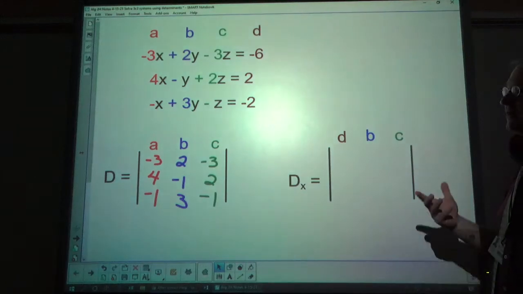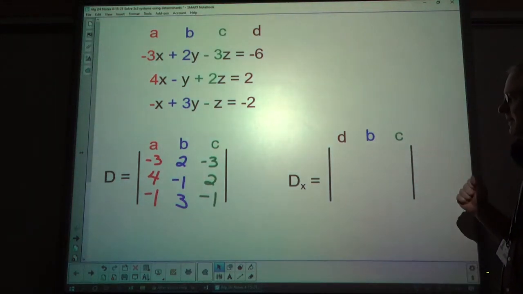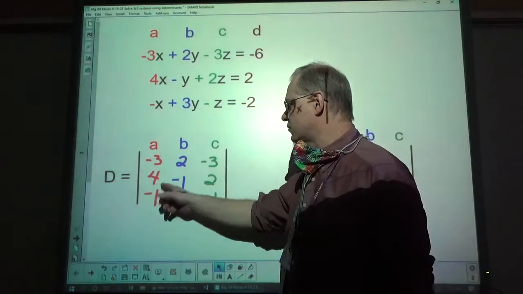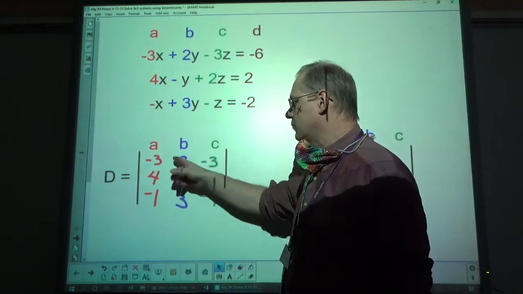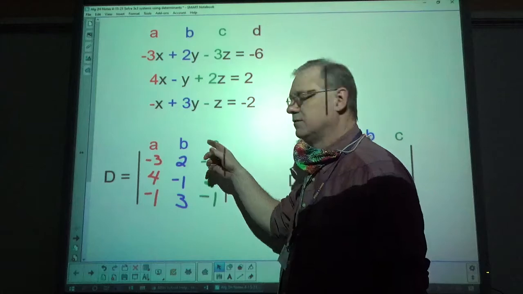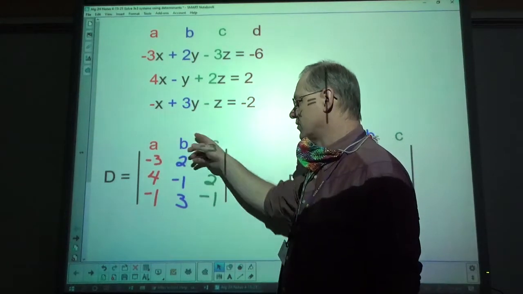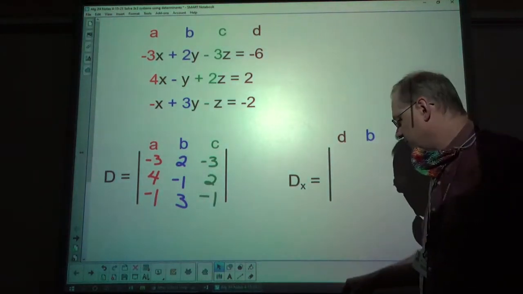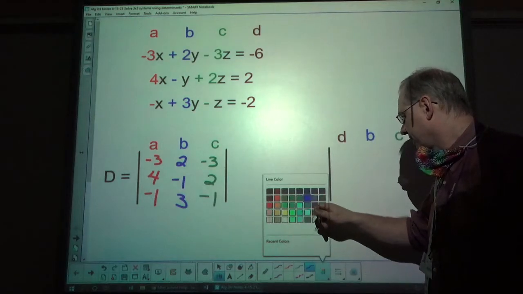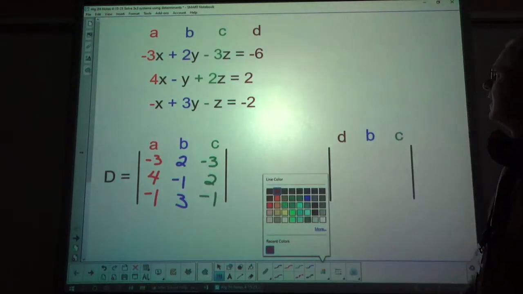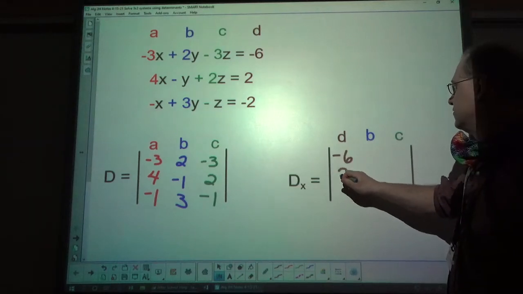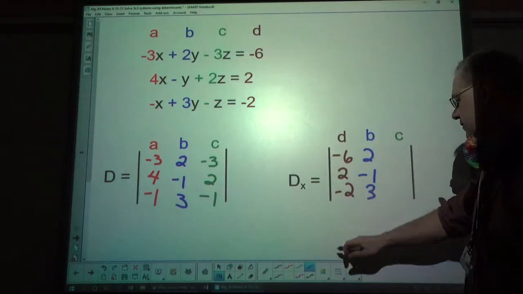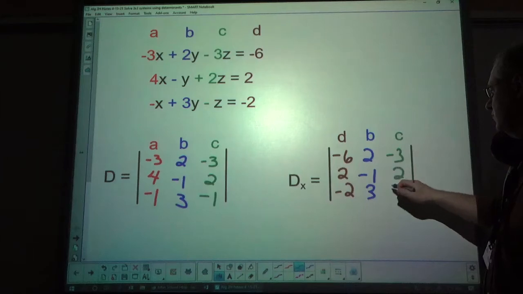Now, when you do this, you have to make sure that you are very careful. A lot of times people replace the first one and then BC. Then when they replace the second one, they go A, B. No. These letters stay in this order, and just that column gets replaced. Everything else stays the same. So when I go to replace this, -6, 2, -2. Then we've got 2, -1, 3, and -3, 2, -1.